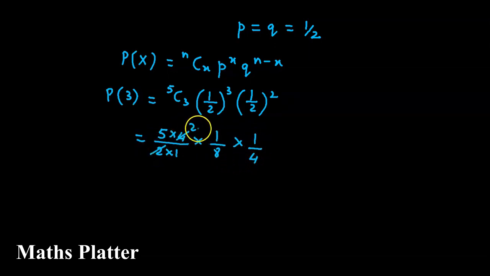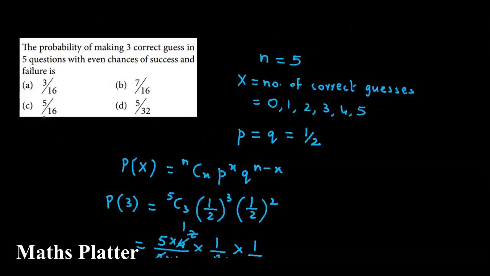2 ones are 2, 2 twos are 4. In the numerator we get 5 and in the denominator 4 into 4, which is 16. So our answer is 5 by 16, which is option C.